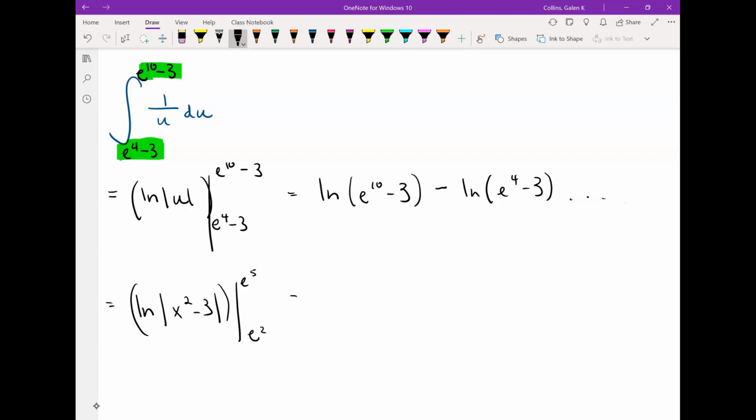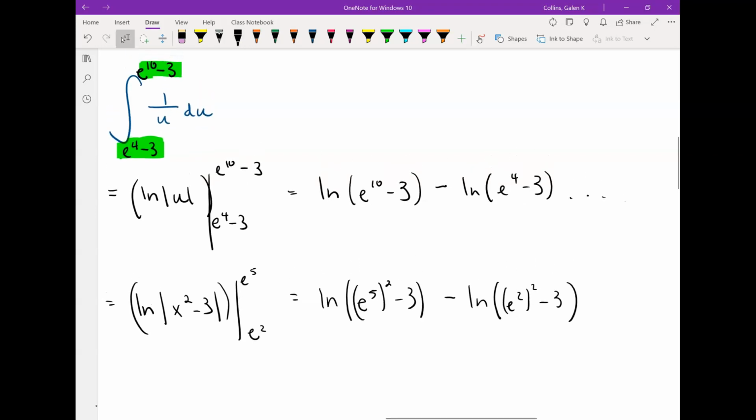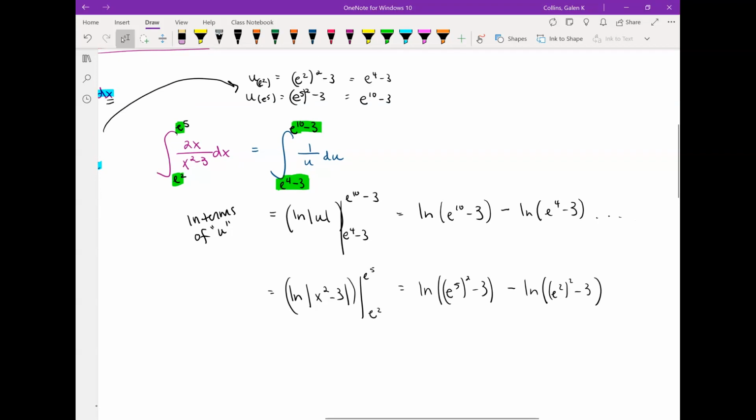On bottom, if I plug this in, I'm going to have the natural log of e to the 5th squared minus 3 minus the natural log of e squared minus 3. So we get the same thing either way. Oftentimes, though, it's easier to leave your antiderivative in terms of u and to rewrite your limits of integration as values of u instead of x. But one way or another, you're going to do the same math.